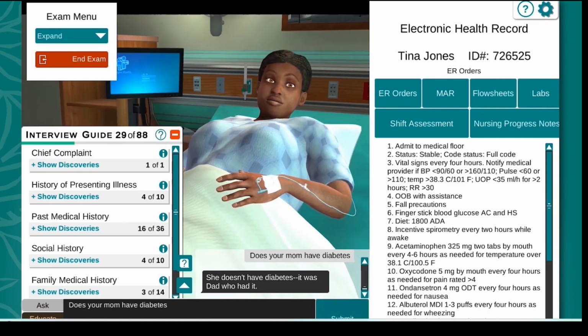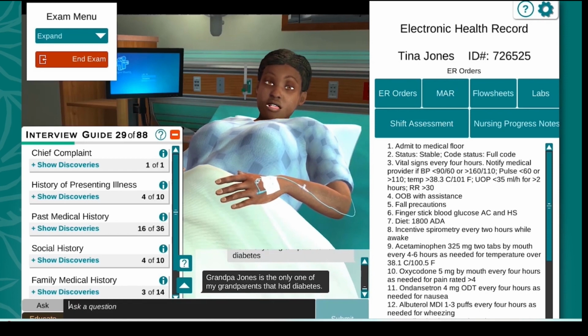I don't feel like I completely understand enough to chart yet, so I'm going to ask one more clarifying question. Do all of your grandparents have diabetes? Grandpa Jones is the only one of my grandparents that had diabetes. Okay, I think we now have a clear understanding about who in those 3 generations is diabetic. You would continue on with the family history. Don't forget to ask about her brother and sister as well.